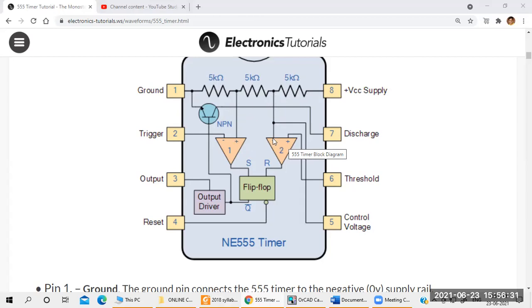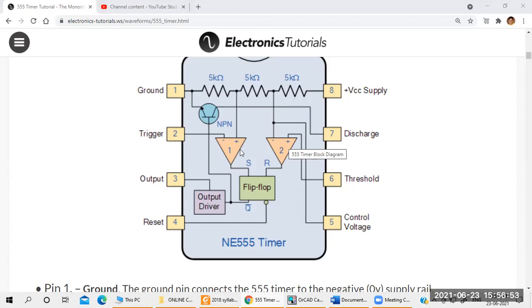Here they have taken a higher voltage for the second comparator, and a lower voltage for the first op amp. For the first op amp, what is the input here? Positive sign. Here they have taken negative sign. The negative of the first comparator is connected to the trigger. This means we can apply any kind of trigger input, any kind of short pulse.